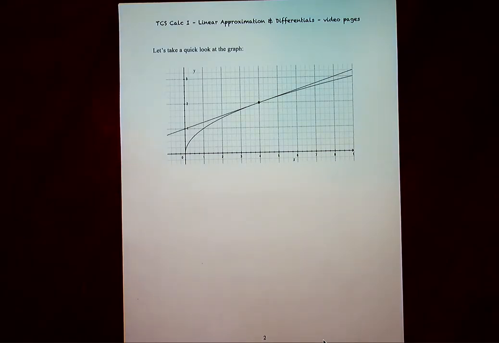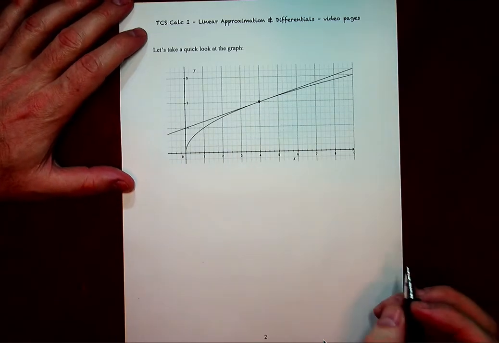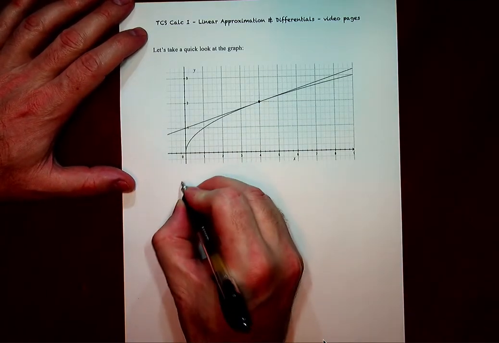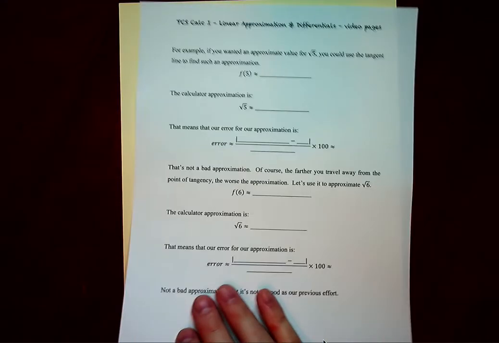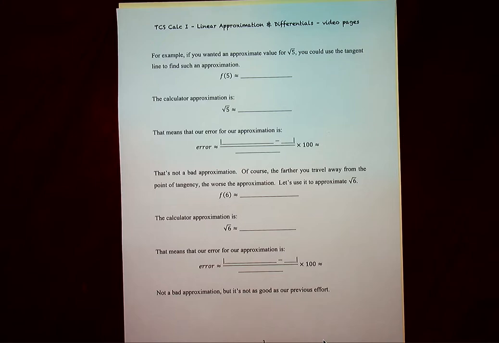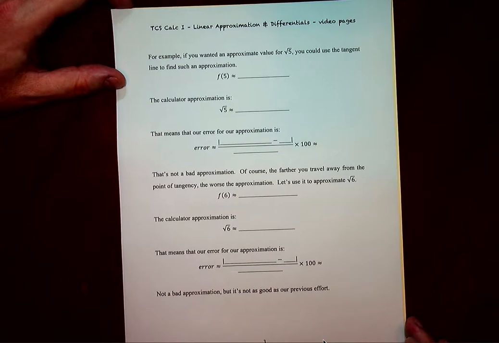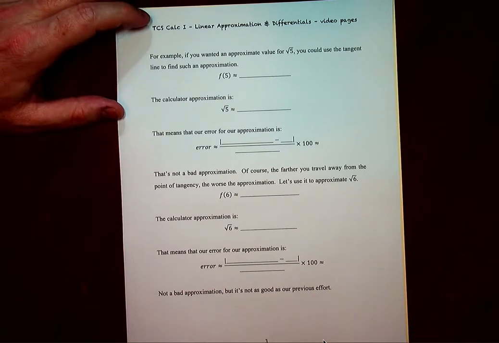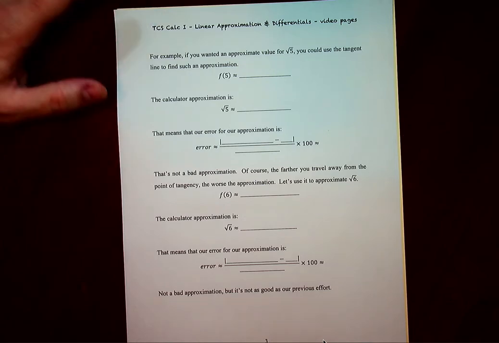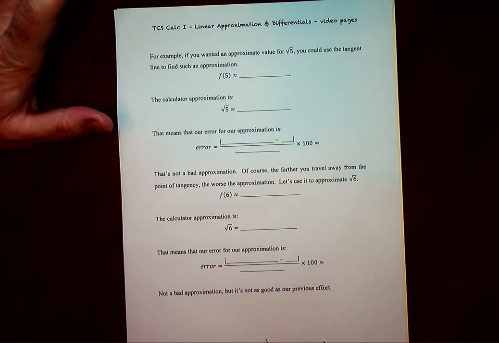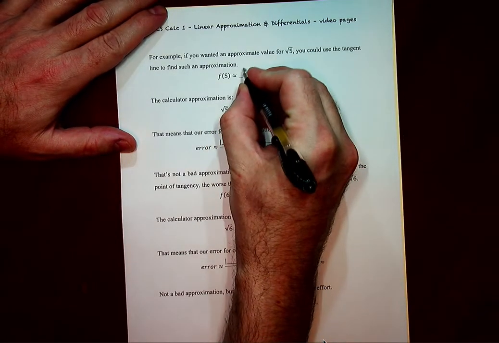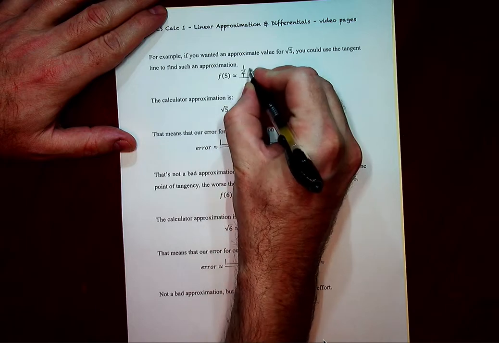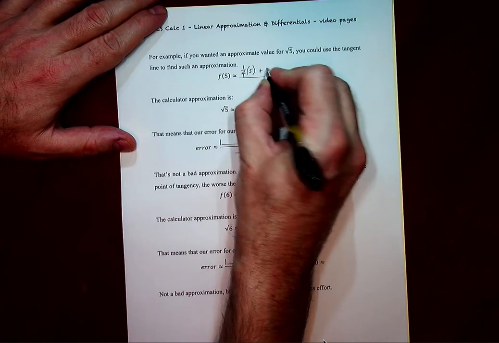So here's what we're going to do. We're going to use this tangent line to approximate the value of square root of 5. Okay? So if we want to approximate the value of square root of 5, we could use the tangent line for such an approximation, because the tangent line, as we said, was 1/4 x plus 1. And of course, at 5, that winds up being 1/4 x plus 1.